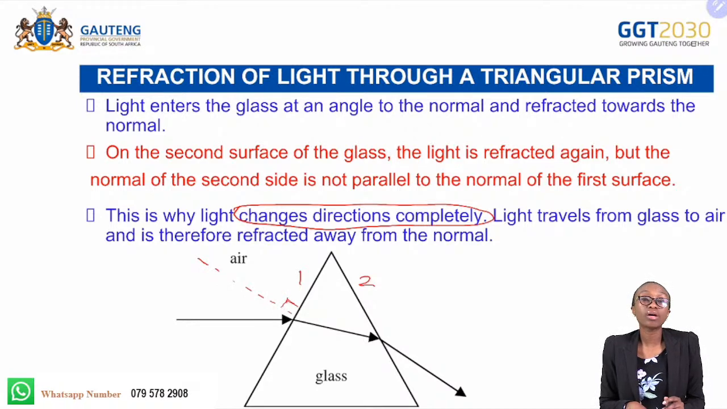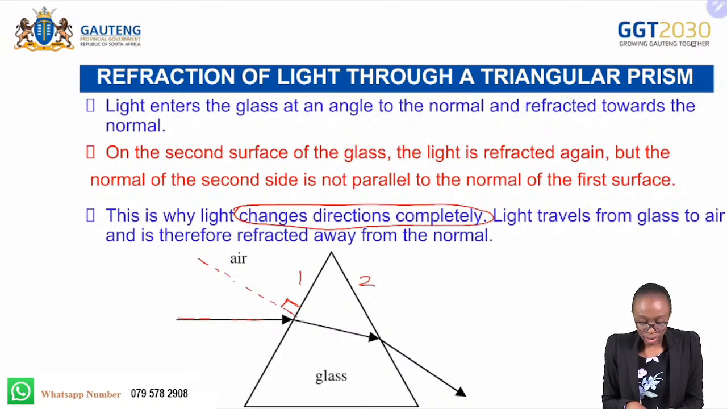And remember, the triangular prism is slanted, so our right angle is not going to be a straight line like this one here, because the triangular prism is slanted. So our right angle is going to be slanted. So it's going to be in this direction. So light enters the glass and then it is refracted.